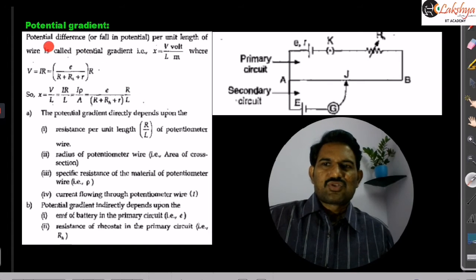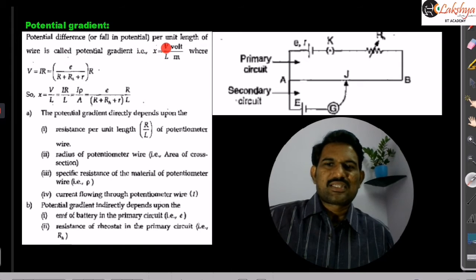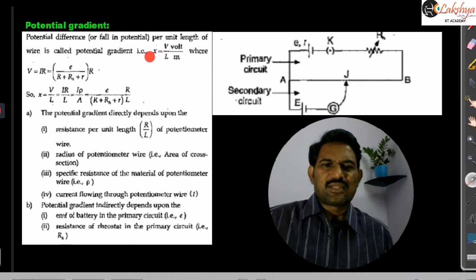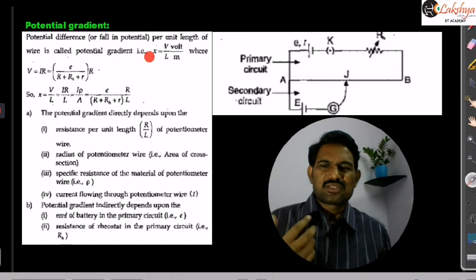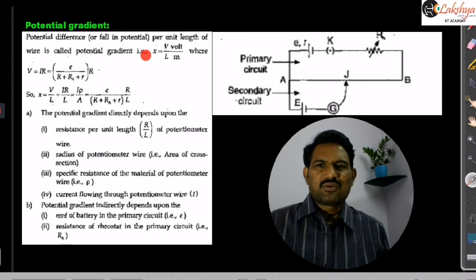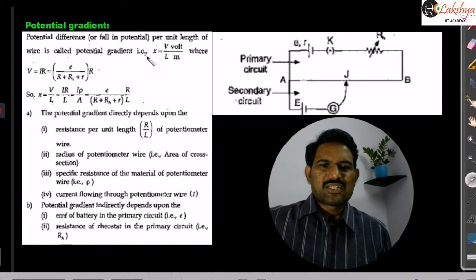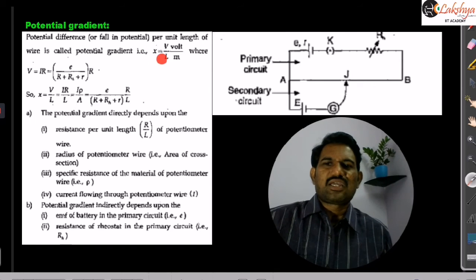So the potential fall per unit length is called the potential gradient. We represent it with x; there is no specific symbol for this. You can represent it with x or lambda, or sometimes V by rho, so you can use different symbols. Here we are taking it as x. So x is equal to V by L, where V is the potential difference across this wire AB.